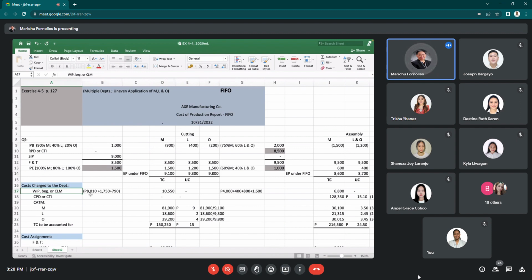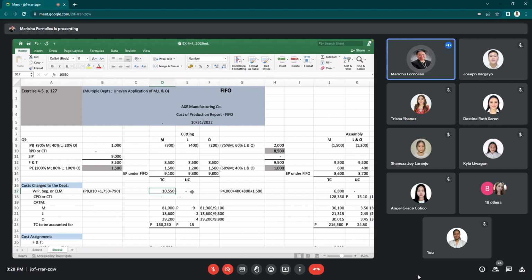So our cost last month for the first department includes the material cost last month ni cutting, 8,010, plus the labor cost last month ni cutting, 1,750, plus the overhead cost ni cutting last month, 790. So adding the MLO last month ni cutting gives you a total of 10,550 pesos.